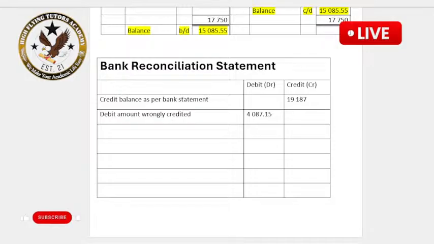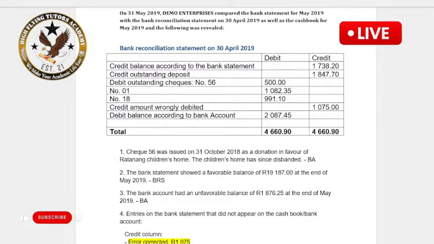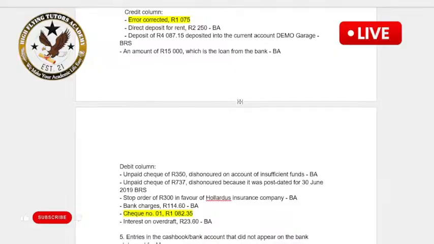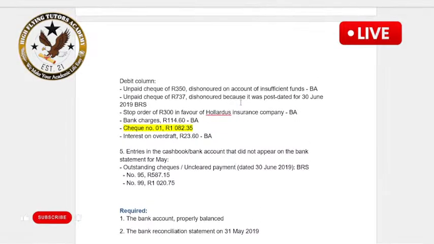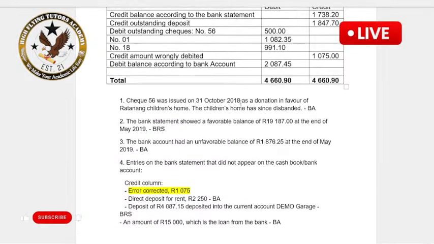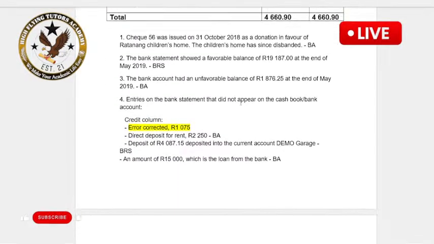Let me just read this question again so that you see. I was saying, if you check on the bank reconciliation for 30 April 2019, there is a credit outstanding deposit of 1,847 and 70 cents. This did not appear anywhere in our additional information. It means the bank did not correct that, because they were supposed to make sure that deposit appears in the bank statement. But if you check, there was no additional information about it.